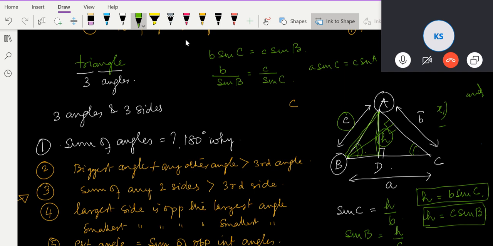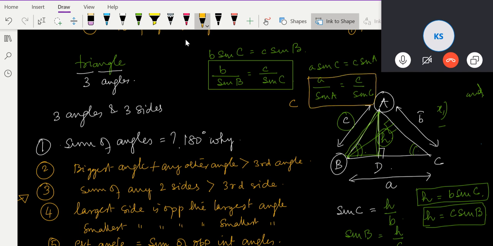Same logic. Are you able to follow this? Yes, sir. So therefore, A by sine A is equal to C by sine C. Now look at these two equations. B by sine B is equal to C by sine C, and A by sine A is equal to C by sine C. So all three are equal. So therefore we can write A by sine A is equal to B by sine B is equal to C by sine C.